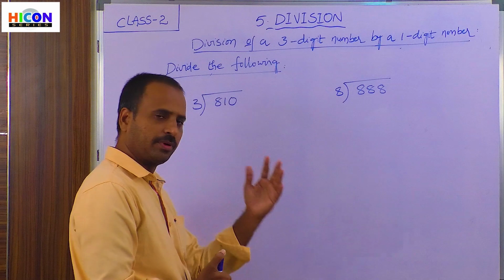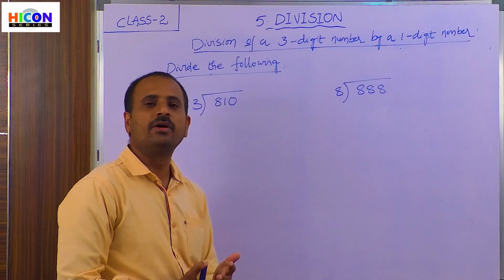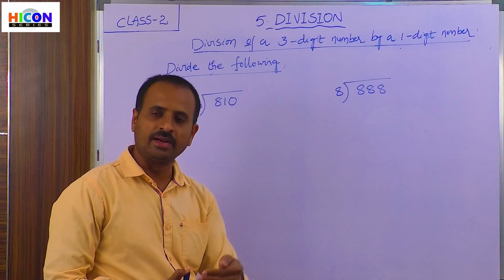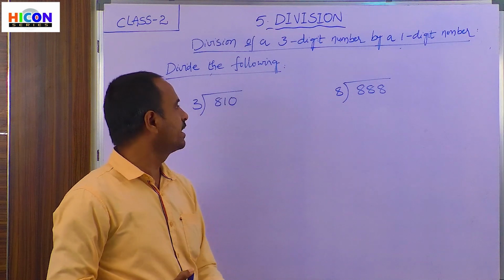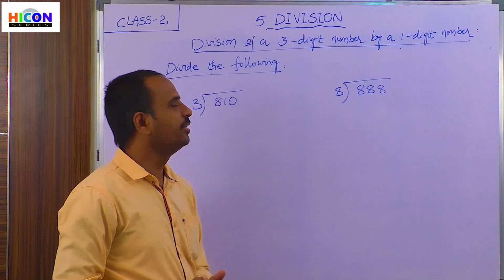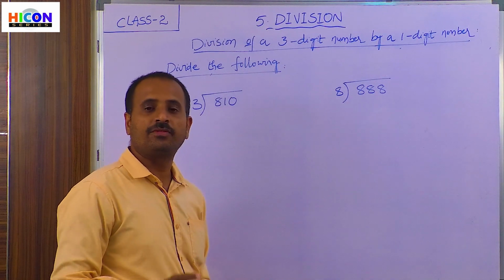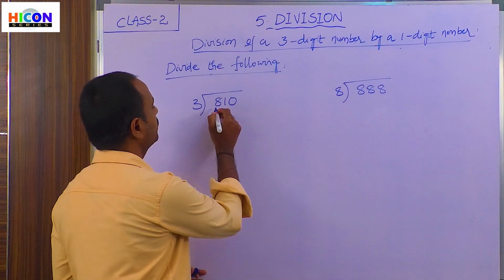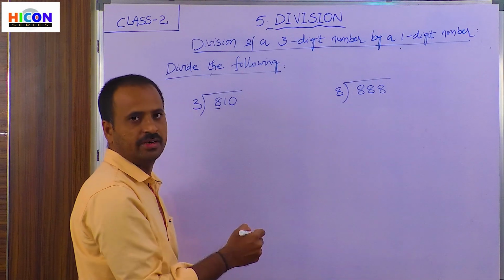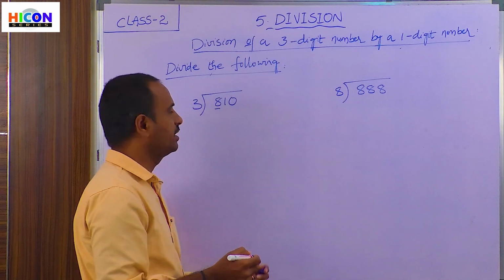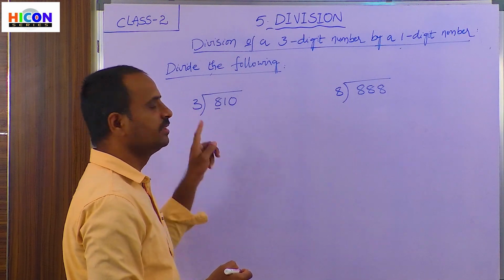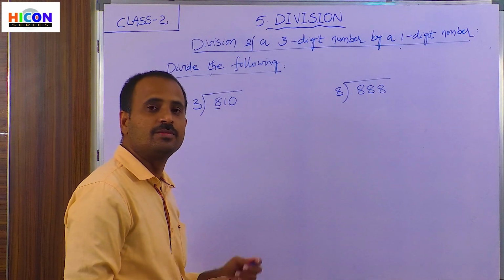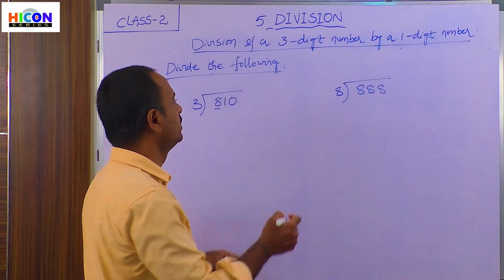So again the same process. That means we have to take 1 digit separately and do the division. Let us take the first digit in the dividend. What is the first digit in the dividend? 8 is the first digit in the dividend. Let us find when the number 8 comes in the table of 3. Let us recall the third table.